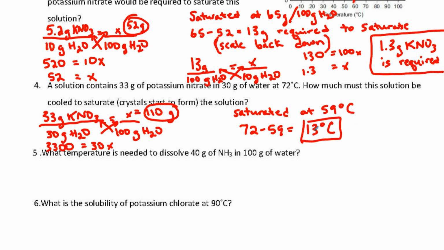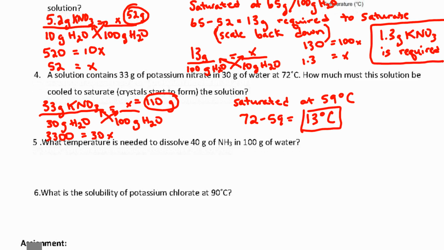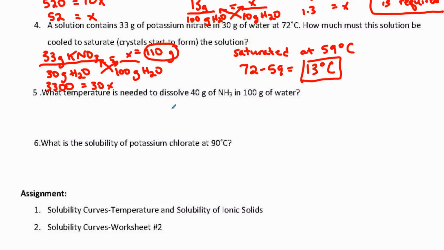This 13 degrees Celsius works for 110 grams in 100 grams of water, and it also works for 33 grams in 30 grams of water. Okay, two more to go, and then you can try some on your own. What temperature is needed to dissolve 40 grams of ammonia in 100 grams of water? Okay, so finally one that's a little bit less involved.